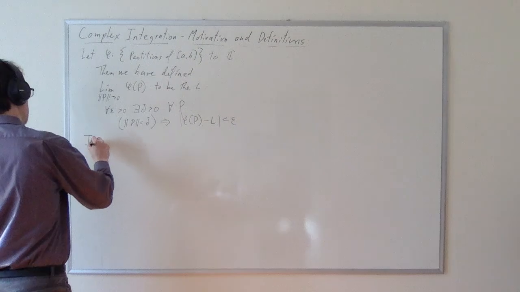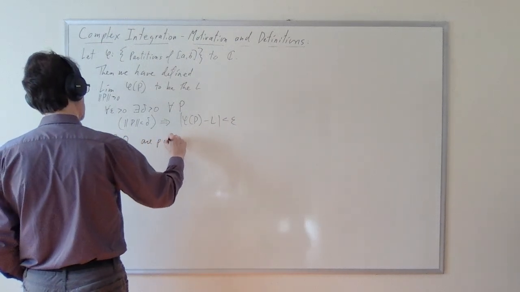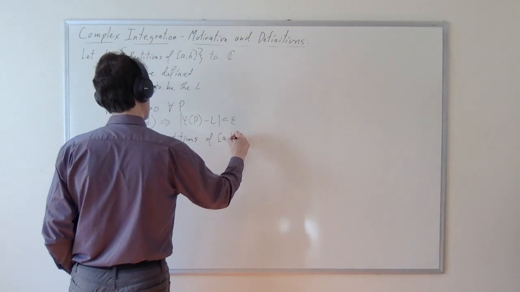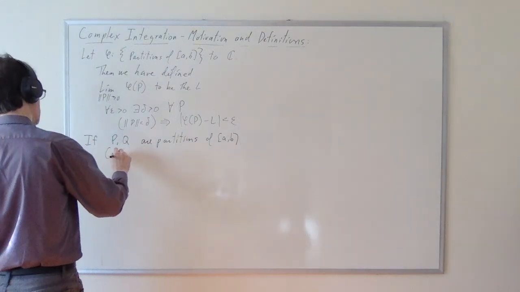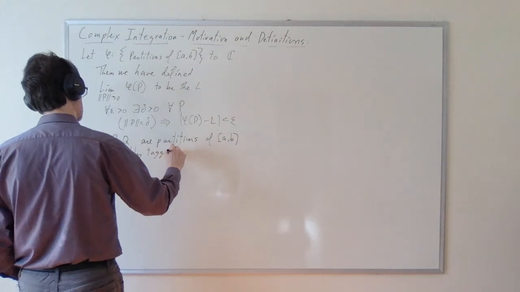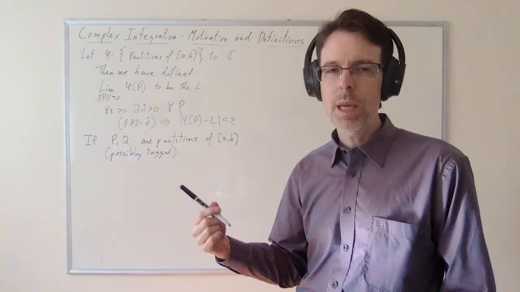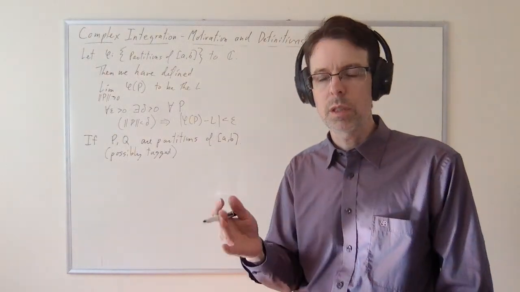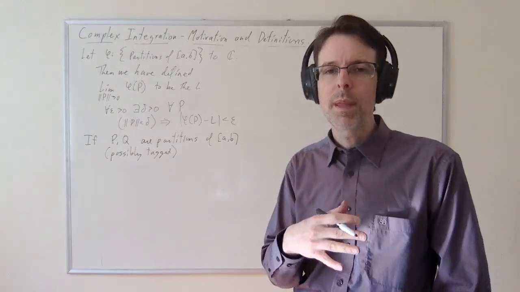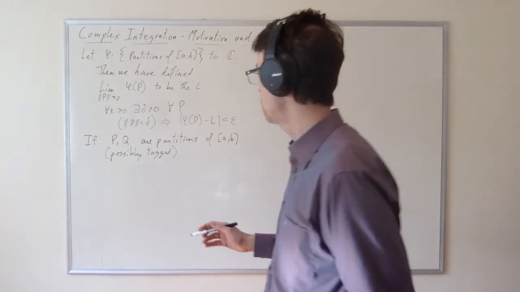So if P and Q are partitions of AB, and this is possibly tagged partitions. So basically what I mean here is maybe the partitions are just partitions in the sense that they specify points t0, t1, t2, etc. Maybe they are tagged partitions in the sense that they also specify sample points tau. It doesn't matter for this definition.